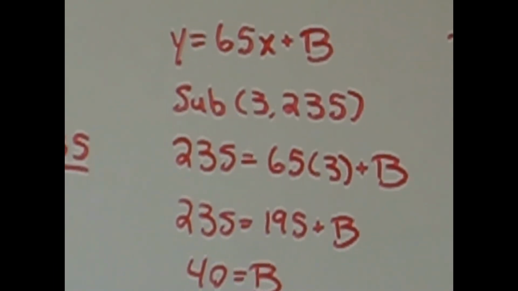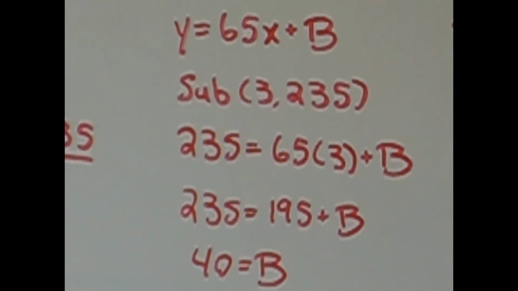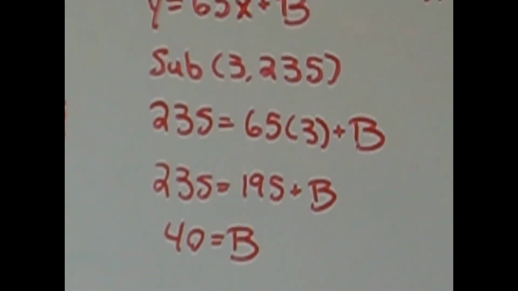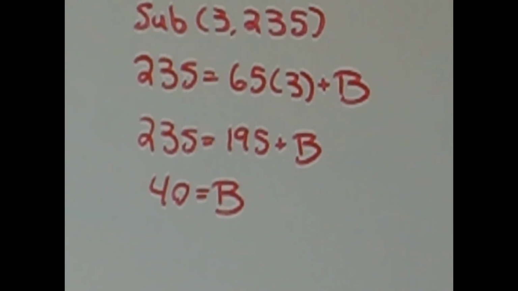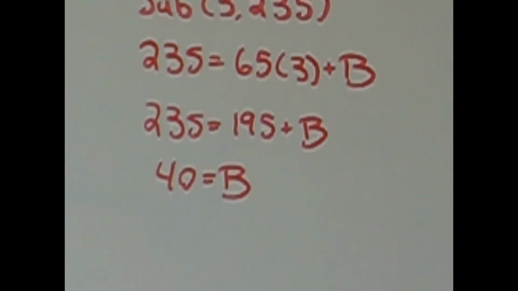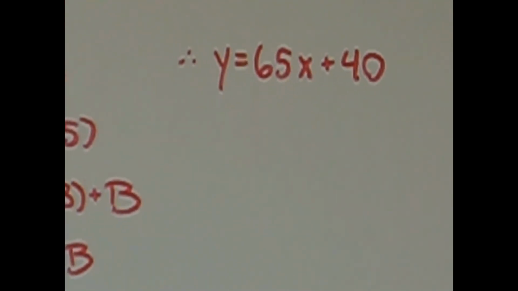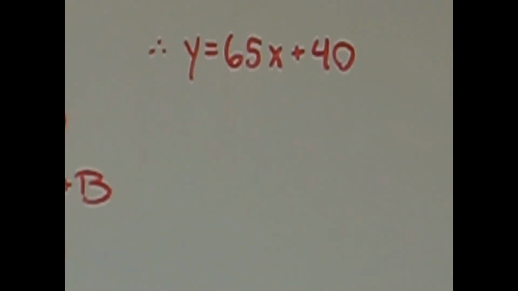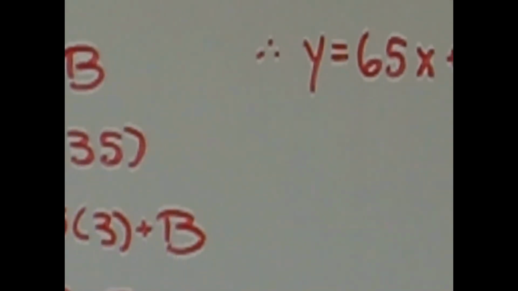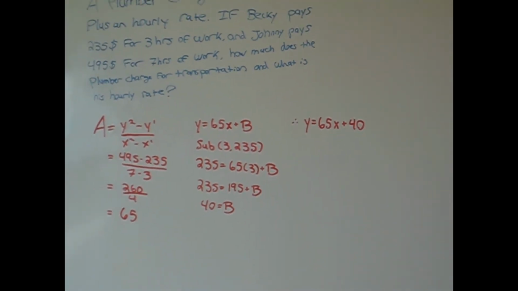So now we are going to substitute a point. Sub 3 comma 235. So now we have 235 is equal to 65 times 3 plus b. 235 is equal to 195 plus b, and 40 is equal to b. So therefore, the equation is y equals 65x plus 40. So in conclusion, the hourly rate is $65, and the initial value, or the transportation charge, is $40.